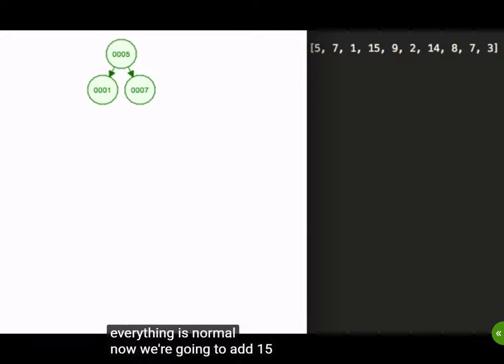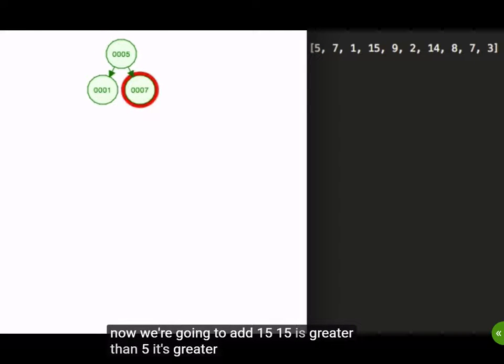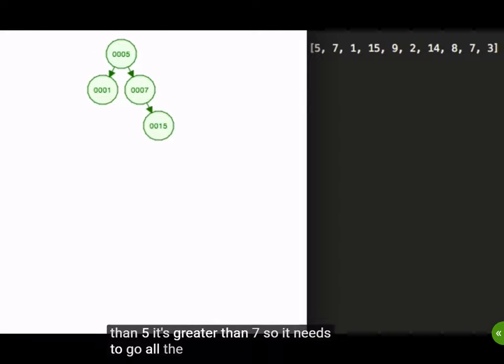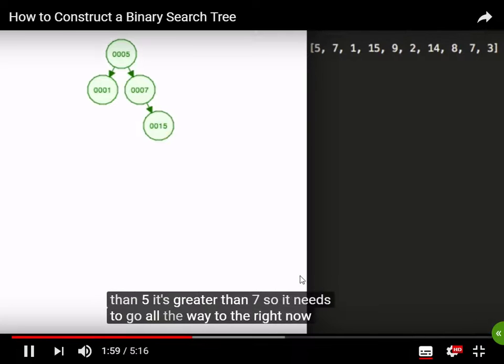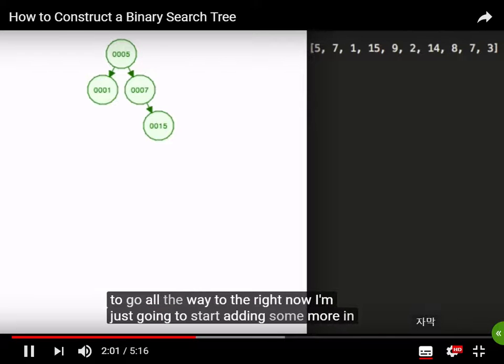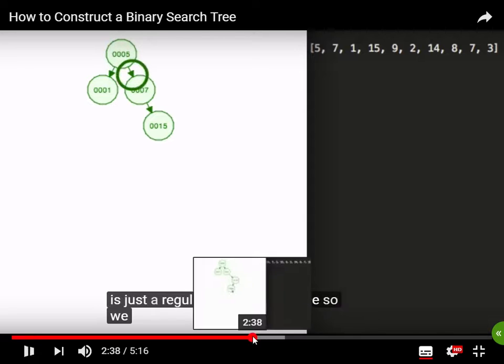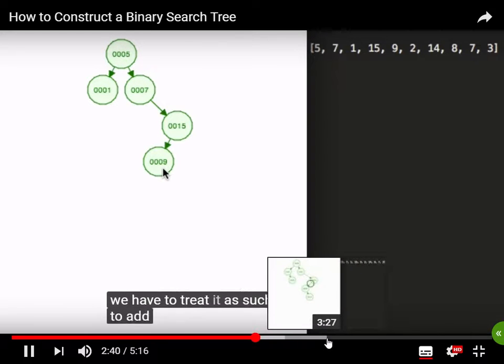Now we're going to add 15. 15 is greater than 5. It's greater than 7, so it needs to go all the way to the right. Now I'm just going to start adding some more in order in the array. So we have to treat it as such, and we have to add.